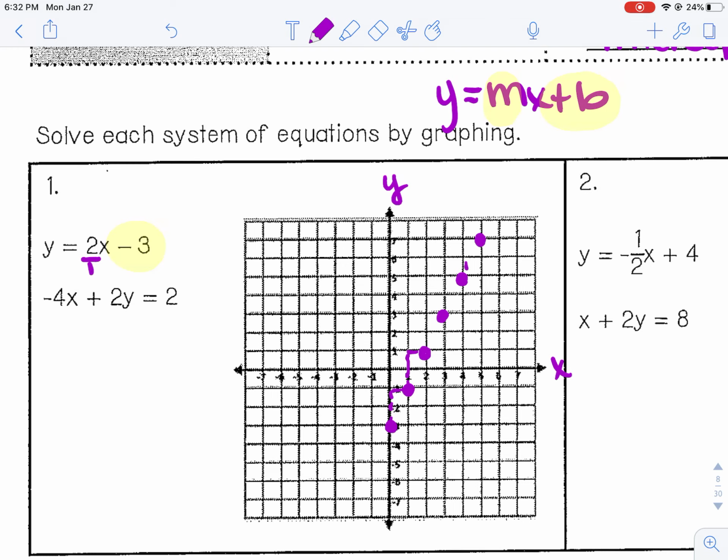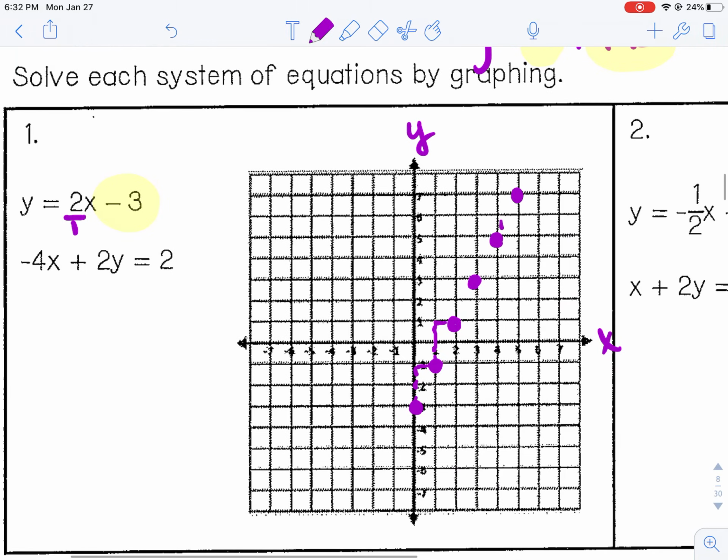Okay, and 2 over 1. And I'm going to go back to the starting point down here at this -3. And instead of going up 2 over 1, I'm going to go down 2 and to the left 1. Okay. And I have this pretty steep positive sloping line going through all those points right there.